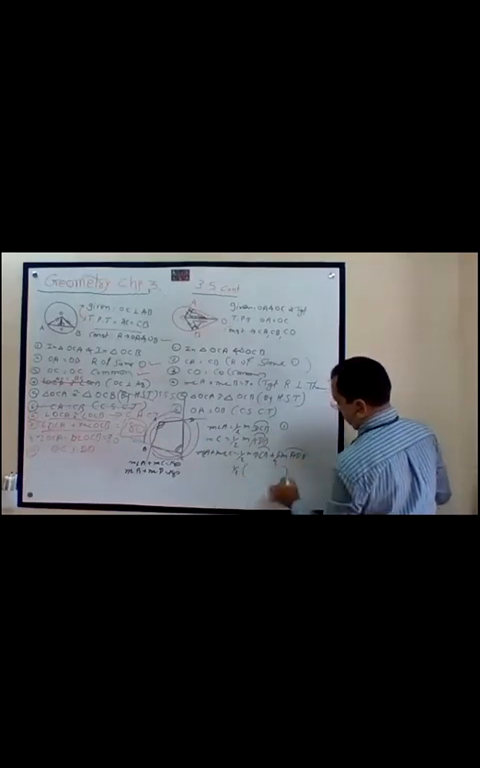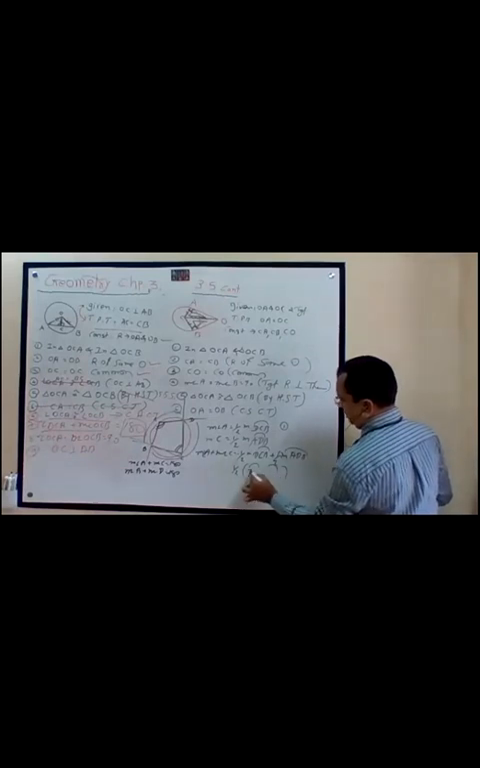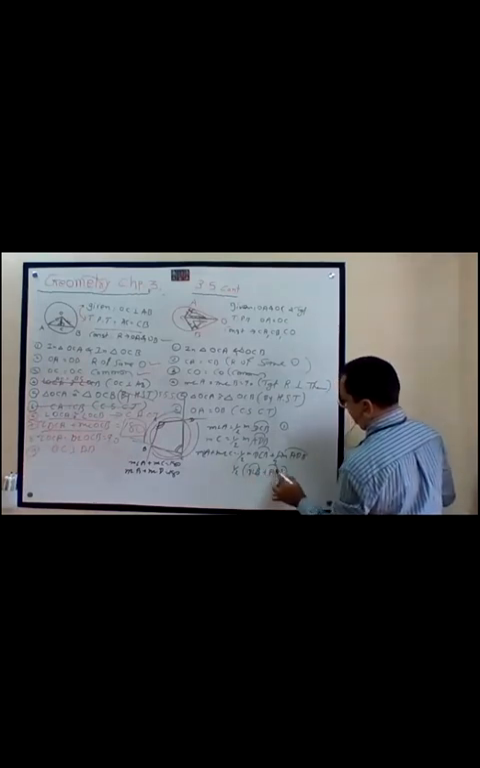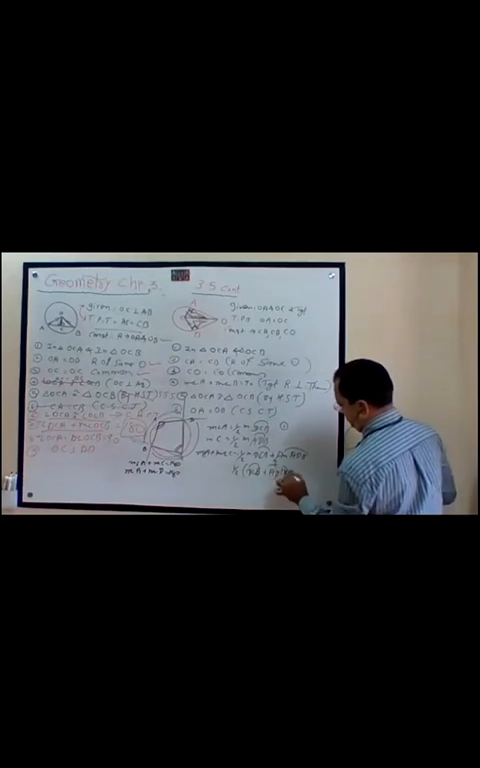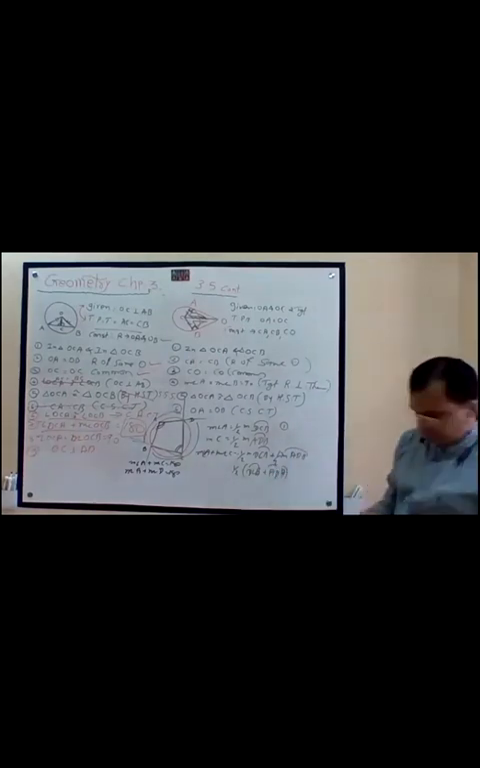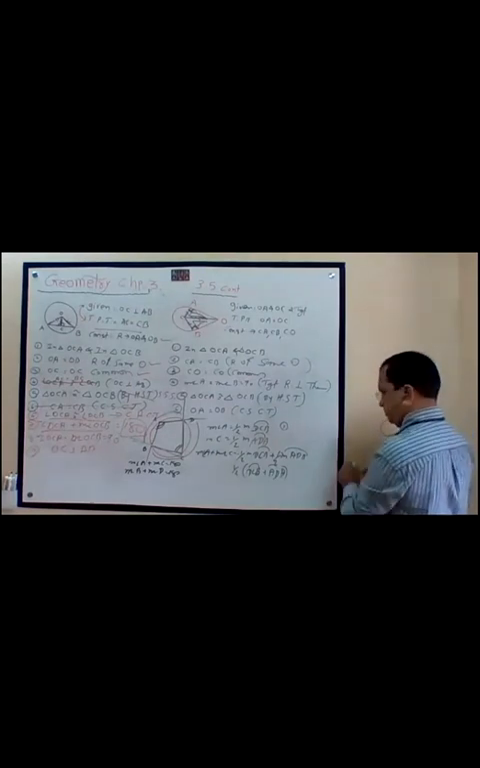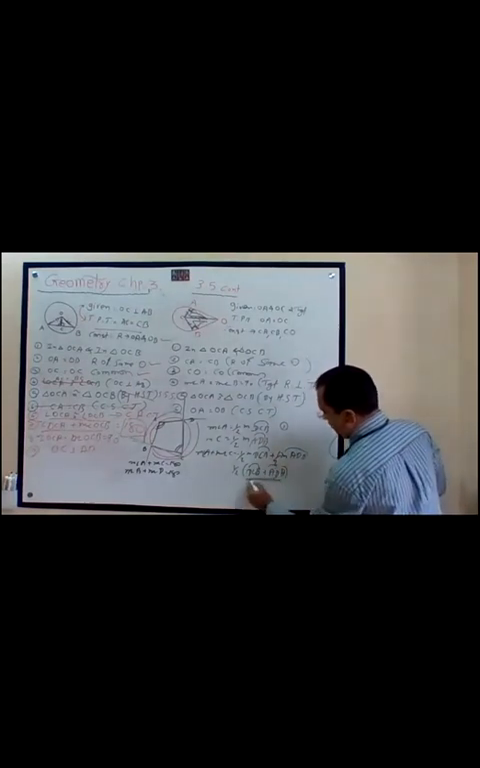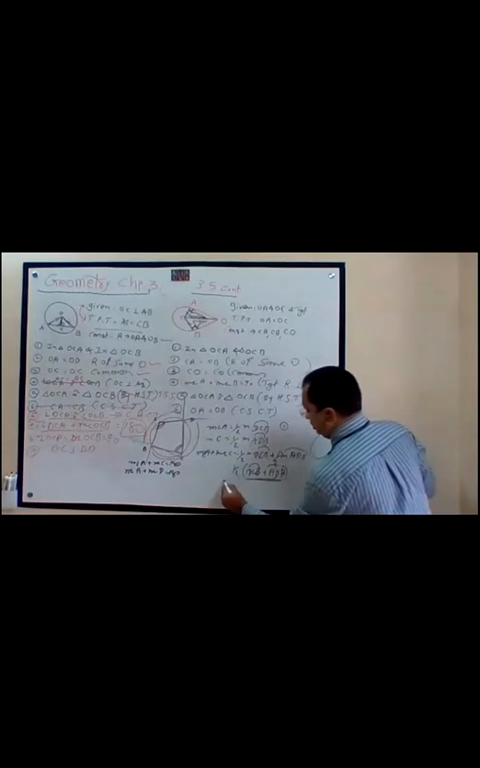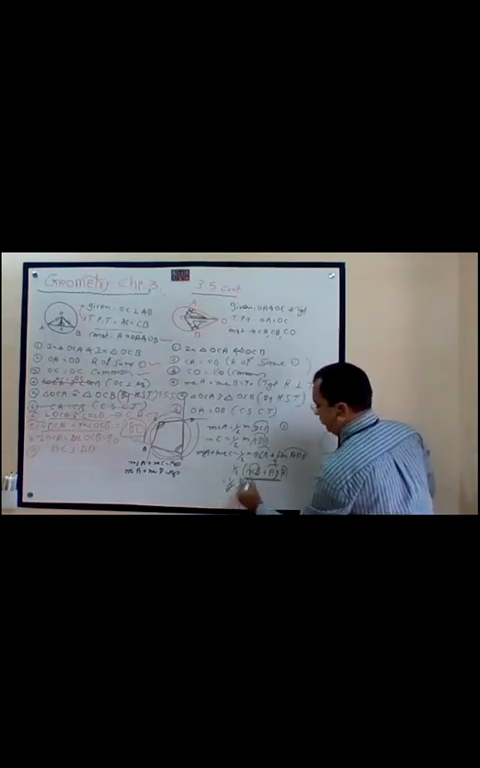Take half common, arc DCB plus arc ADB. So this is the full circle. Full circle means 360. Half of 360.